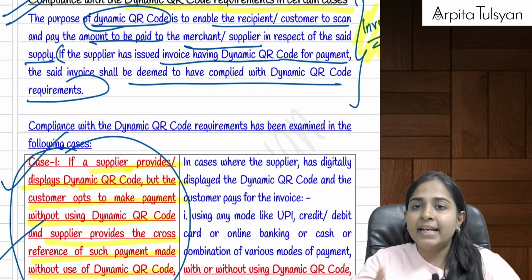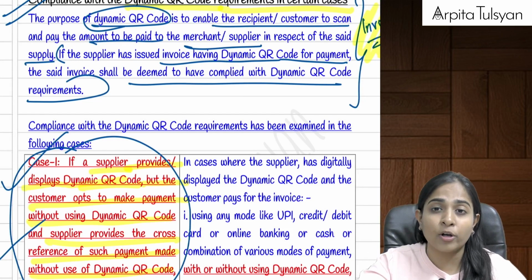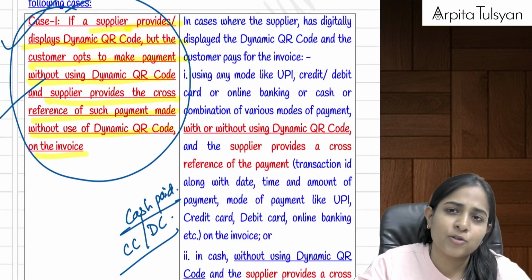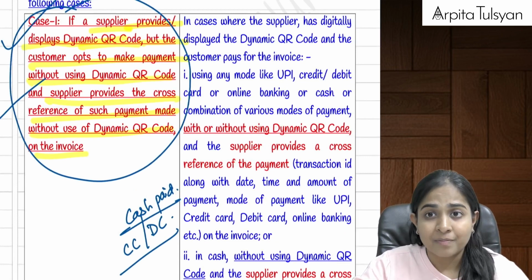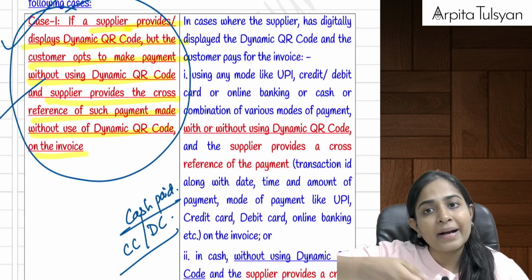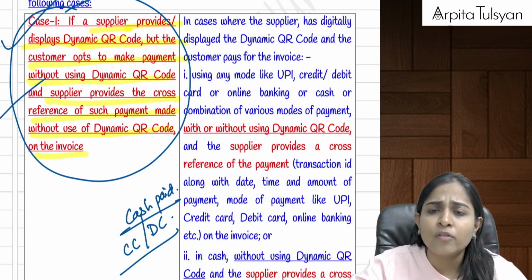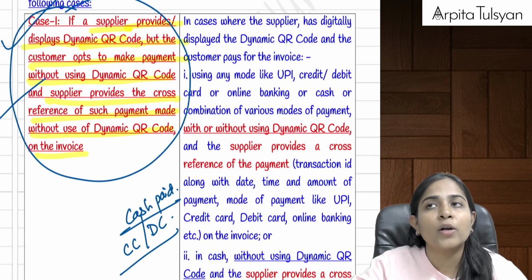Okay, by default provision is dynamic QR code should be presented where? It should be printed on the invoice. Okay, but practically sometimes it can so happen that the customer wants to make the payment in cash, or the customer wants to make the payment by debit card, credit card. Then in that case, the customer is not at all willing to use the dynamic QR code.